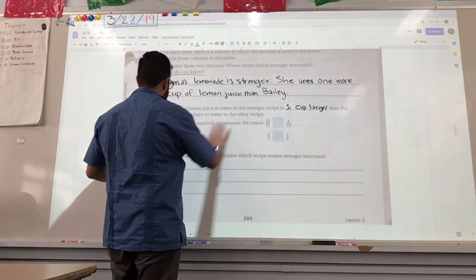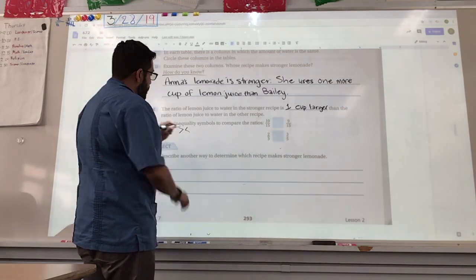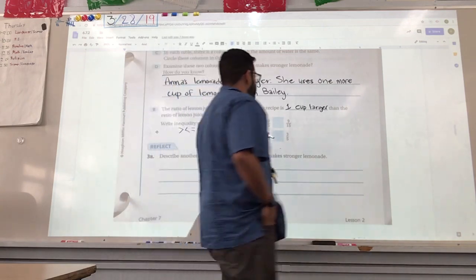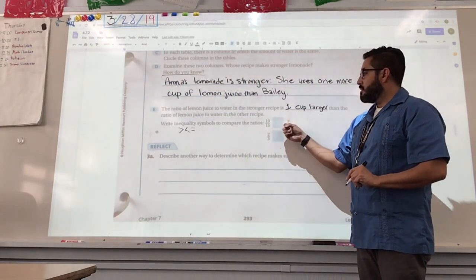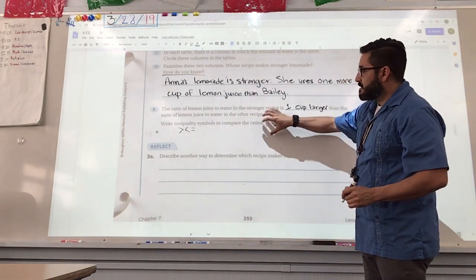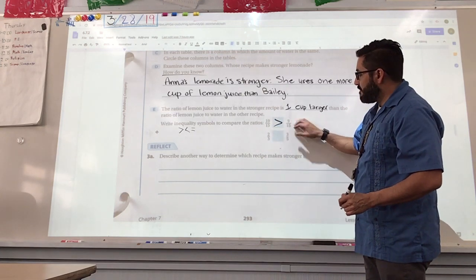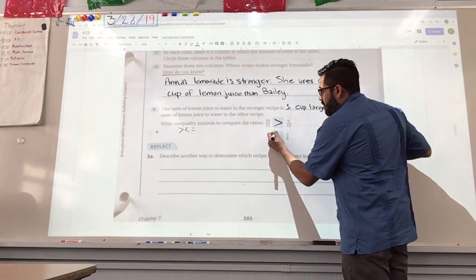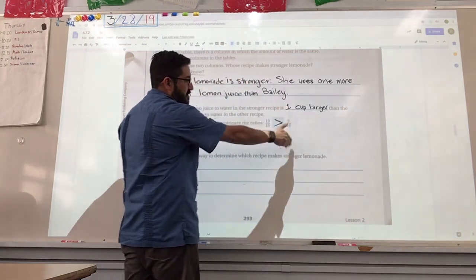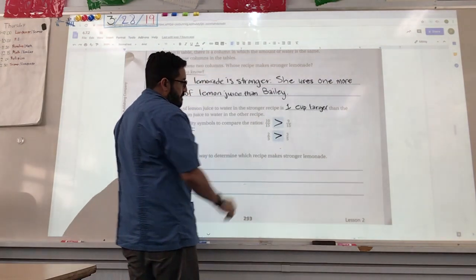Okay, so 10/15ths, 9/15ths. Write the inequality symbols to compare the ratios. Remember, those are greater than, less than, equal to. Okay, so is 10/15ths greater than or less than 9/15ths? Greater than. Okay, now you can simplify those. 10/15ths becomes 2/3, 9/15ths becomes 3/5. Okay, 2/3 is greater than 3/5. These are the same ratios. Divide this one by 3 and divide this one by 5.